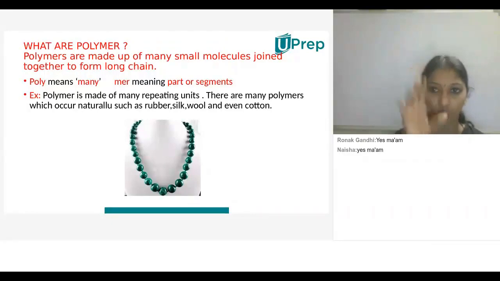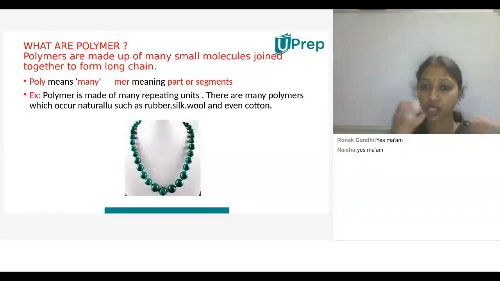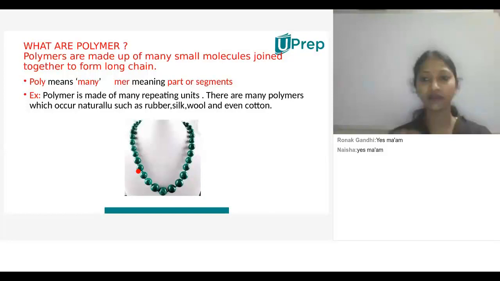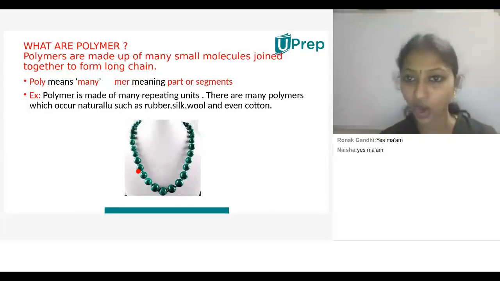Poly means many, mers means monomers. Am I right? The process by which polymers are obtained or formed is known as polymerization. Here we compared small round pearls, the beads, with monomers, and how they are bonded with the thread. The thread is nothing but chemical bonding.